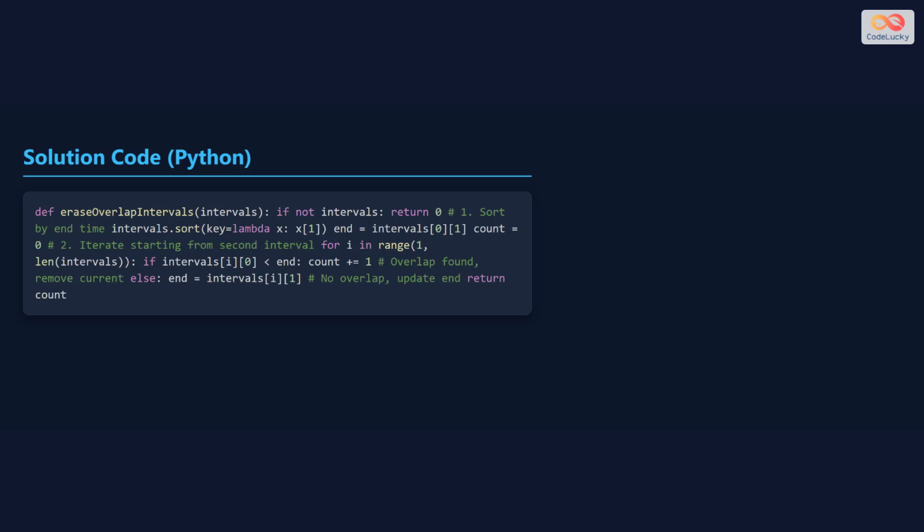Here is the implementation in Python. We sort the list using a lambda function targeting the second element, the end time. We initialize our end variable and a counter. Then we loop through the intervals. If the start is less than the current end, we increment the removal count. Otherwise, we update the end variable. Finally, we return the count.